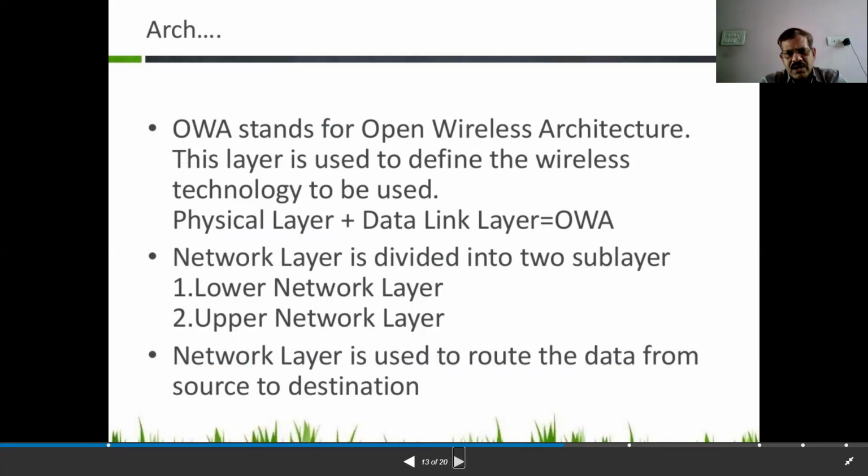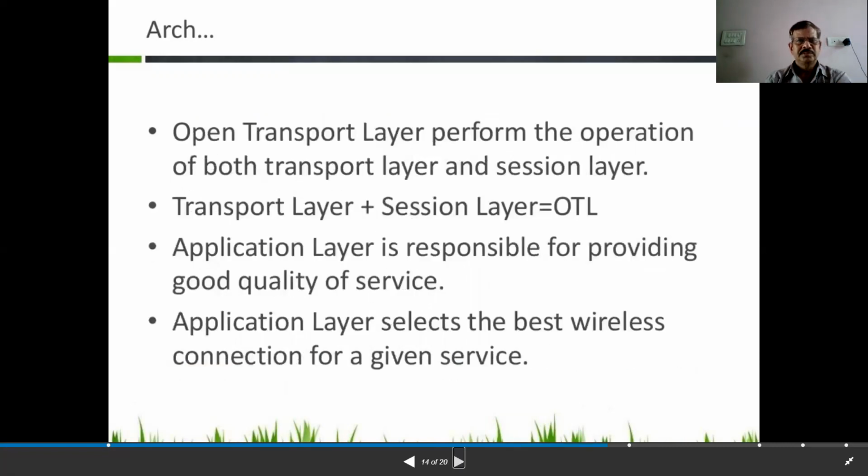The network layer is divided into two sub-layers: first the lower network layer and second the upper network layer. The network layer is used to route the data from source to destination. The open transport layer performs the operation of both the transport layer and session layer. Transport layer plus session layer equals OTL. The application layer is responsible for providing good quality of service, and selects the best wireless connection for a given service.